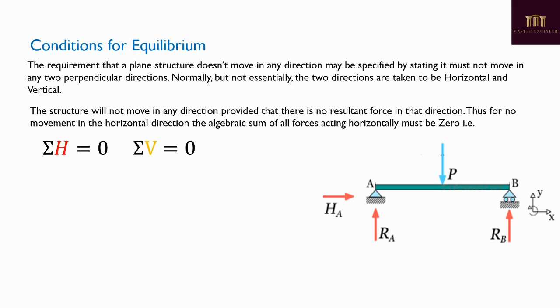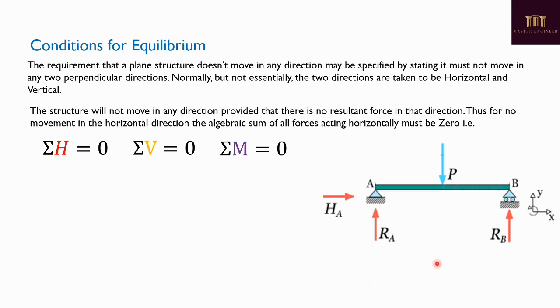Also, the requirement that a structure does not rotate in a plane implies that it cannot rotate about any axis at right angles to that plane. Therefore, there must be no resultant moment or force about any point in the plane. So for no rotation in the plane, the sum of the moment of all forces about any point in the plane must be zero, i.e. the sum of all moments must be zero.